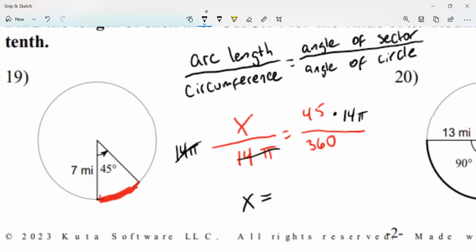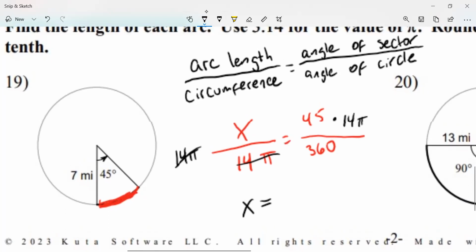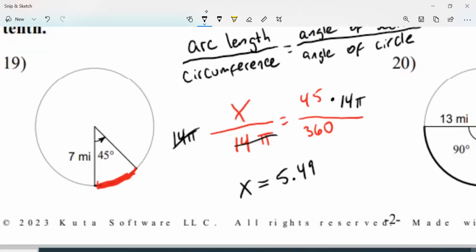And there. I'm just going to grab my calculator. I'm going to go 45 times 14 times 3.14, all of this divided by 360. And it's going to give me 5.49. My instruction said to round it to the nearest tenth, so I had to round it to 1 decimal place. This 9 pushes this 4 over, so 5.5.